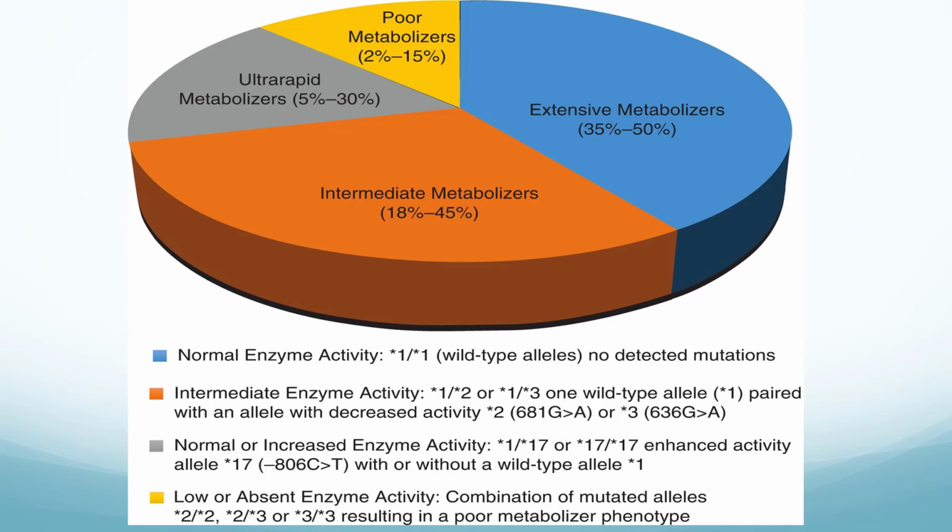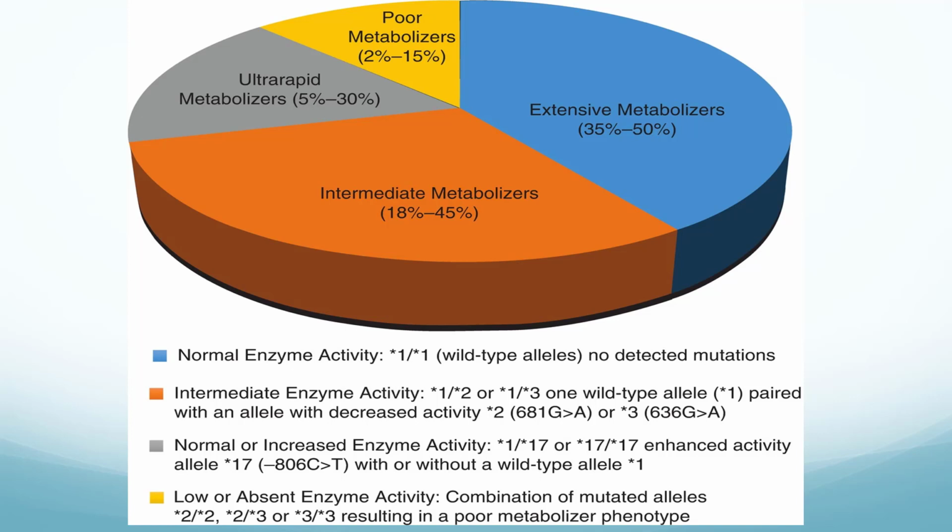This is another way of depicting the difference. You see it in a pie chart. They've got four types of metabolizers here. Remember that blue chunk where they're calling it extensive, those are the normal ones. So they have the star 1, star 1 alleles.